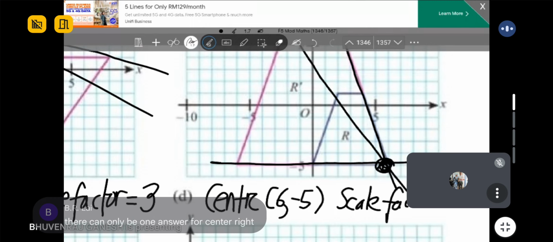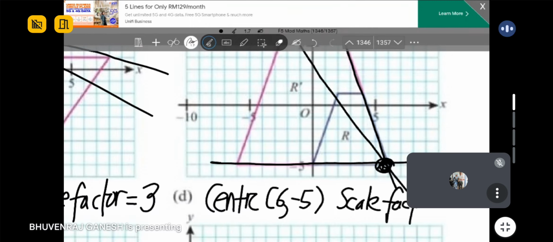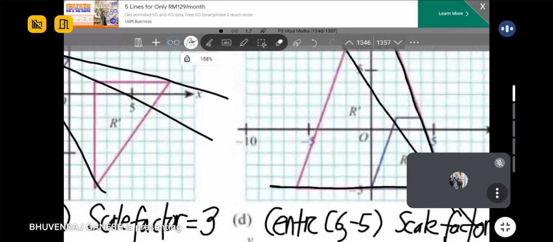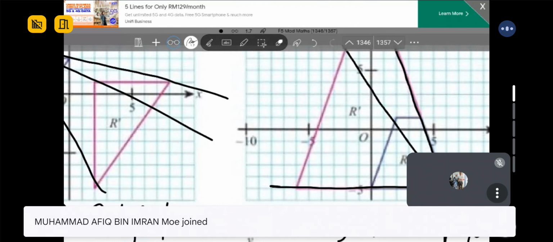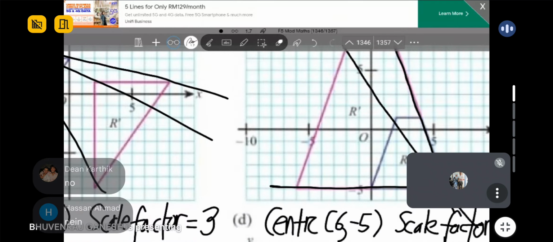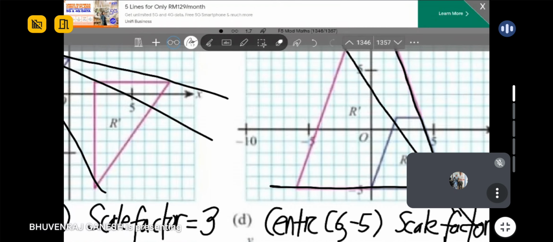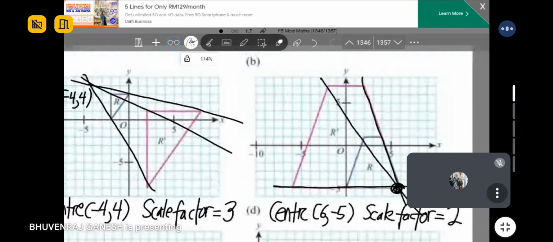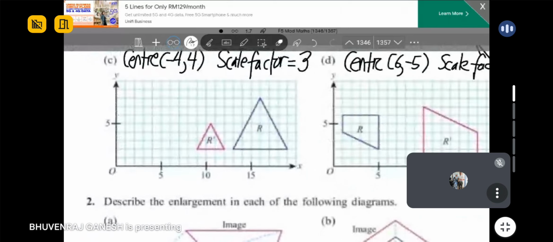Yes, of course. Guys, do you think it's logical to have two centers of enlargement? Is it possible? Two centers of enlargement? Logical, guys? No lah. Unless you have two separate diagrams. If you have two separate diagrams, then you can have two centers. But if there is only one diagram, like this, there is only one center. Definitely 100%. Okay?